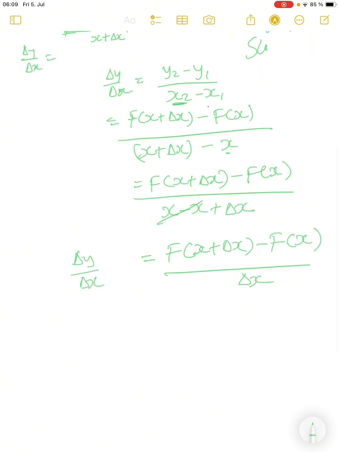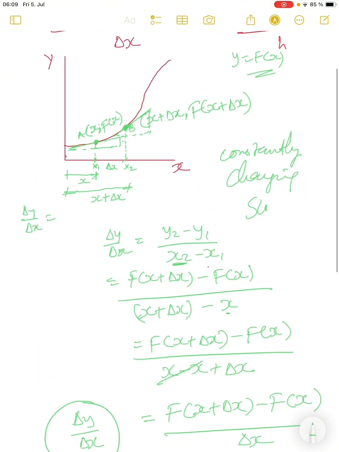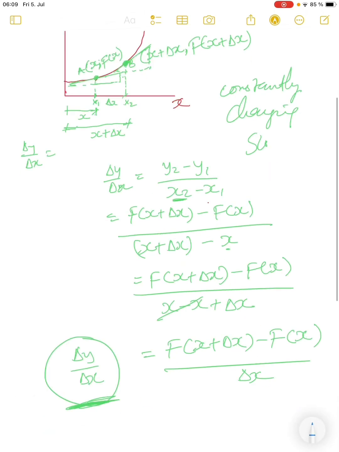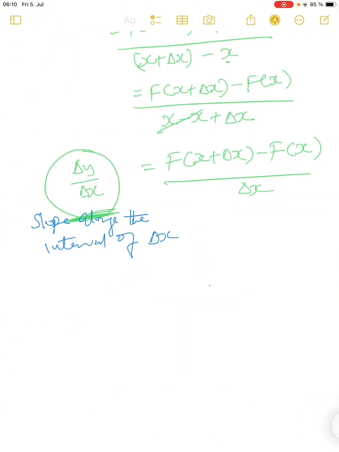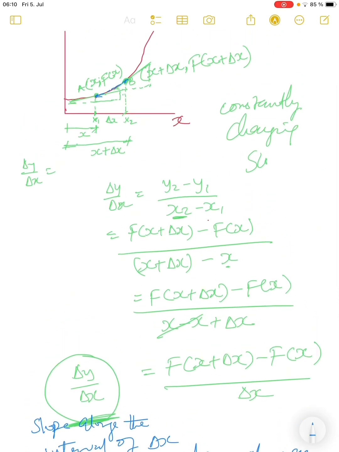This is the slope along this interval. So we say the slope along the interval of delta x, which we call the difference quotient. Now, because this slope along this interval is changing, we need to focus on a particular point, let's say point A, whereby the slope is instantaneously constant, which we call the instantaneous slope, and that is our derivative.